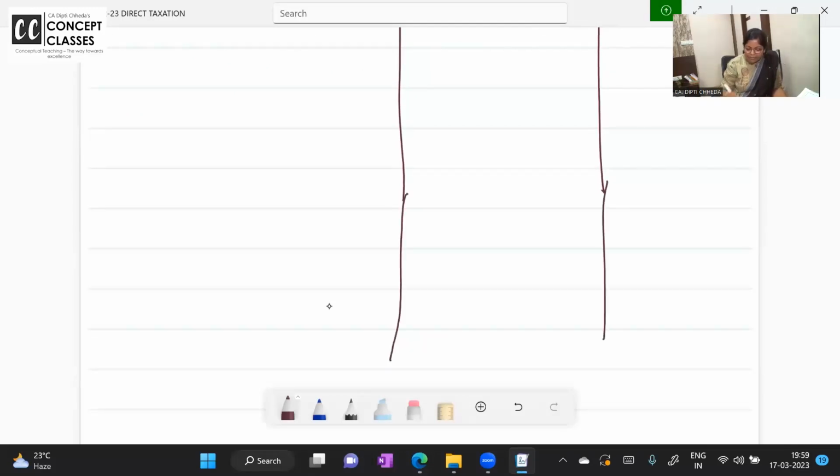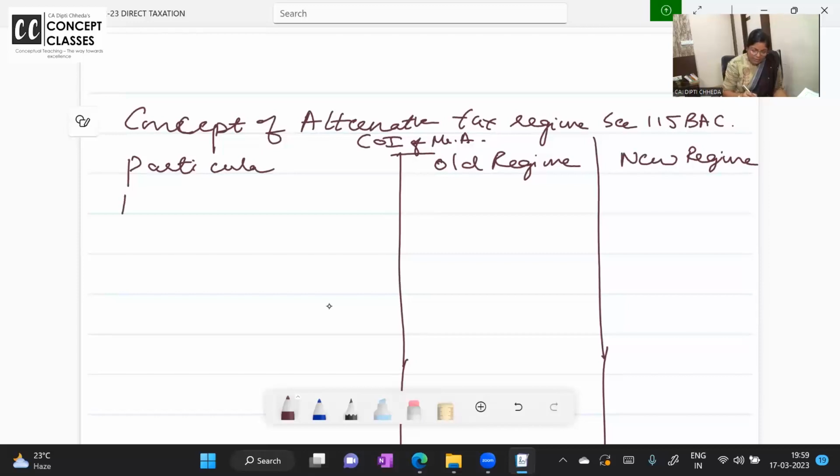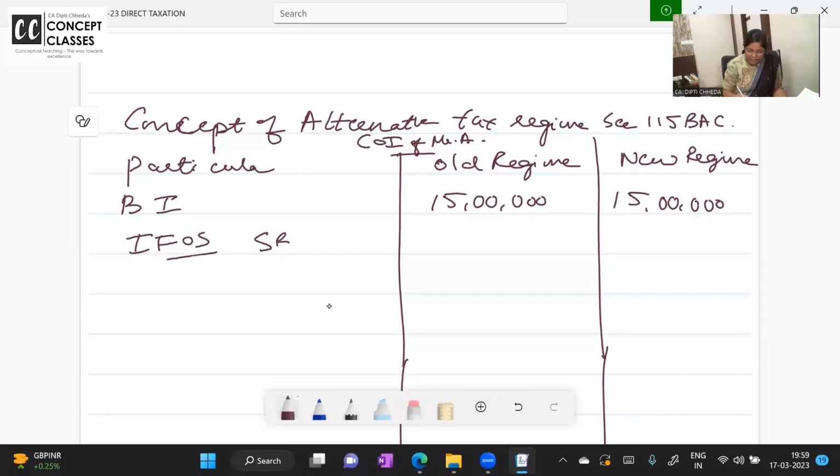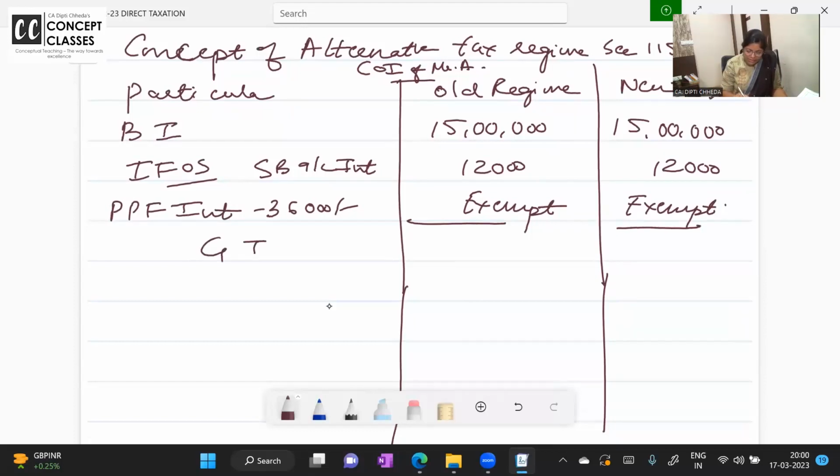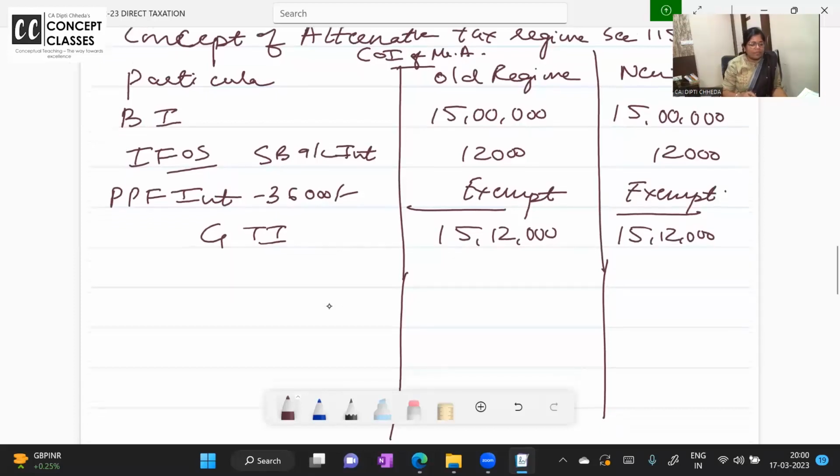First, let us compute the income, then we will compute the tax. So what is the business income? Business income is 15 lakhs. Directly they have given. If they would have given additional details, we need to work out. In income from other sources, they have saving account interest. Saving account, FD, all the interest are always there in income from other sources. And they have PPF interest. Inner column you write down 36,000, outer column you write down exempt, because PPF interest is completely exempt. Okay, now what is your GTI or gross total income? 15,12,000. Nice.